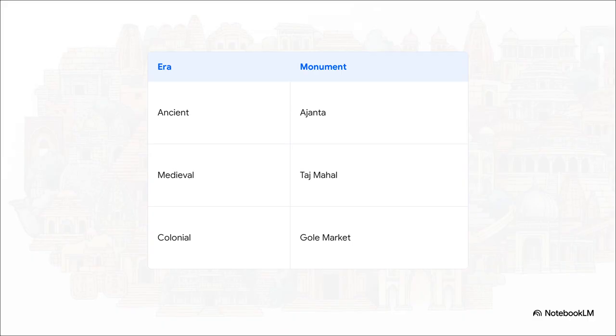Let's quickly summarize these incredible layers of history. We start with the ancient era, defined by sacred geometry and rock-cut caves like Ajanta. Then, the medieval era brings in domes and arches, beautifully fused with stone carving, giving us the Taj Mahal. And finally, the colonial era brings Western structures infused with local fusion, yielding utilitarian marvels like the Goli Market. The land of India basically absorbed every conquering style and synthesized it into something entirely new.